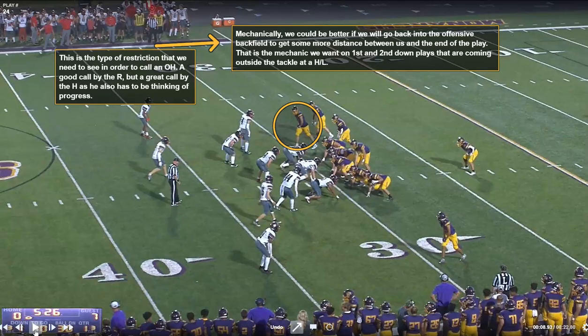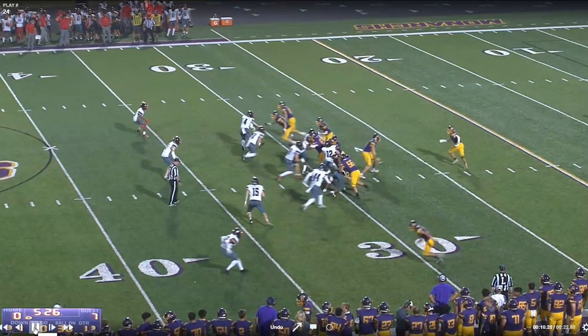So one thing about this, if you watched our mechanics video earlier, mechanically, we could do a little better job here. When this play comes wide at us, get 3, 4, 5 yards in that offensive backfield, and you can see that play developing and see those blocks better. But this is the type of restriction we want. So we're going to focus on this player right here. So let's watch him throughout the play.